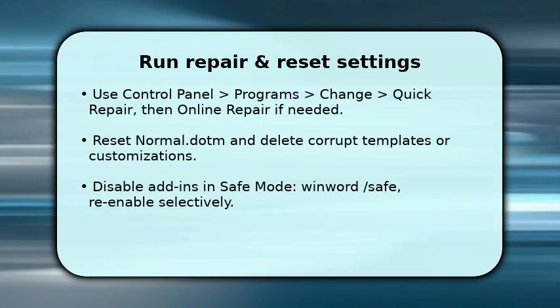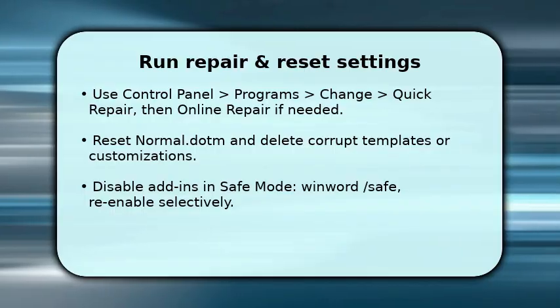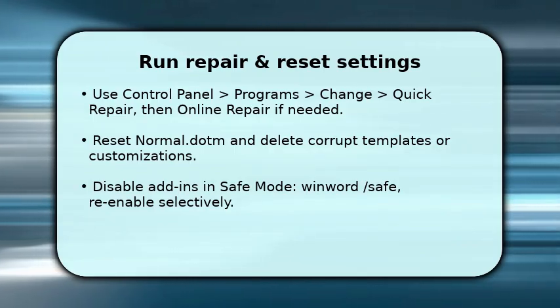You run Control Panel, choose Office, and try Quick Repair first because it is fast and non-destructive. If problems persist, perform an online repair which reinstalls core files. Then, restore Word defaults by renaming Normal.dotm to force a new template. This removes corrupt macros or styles that cause crashes.